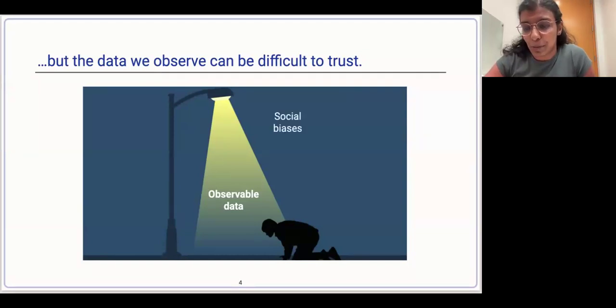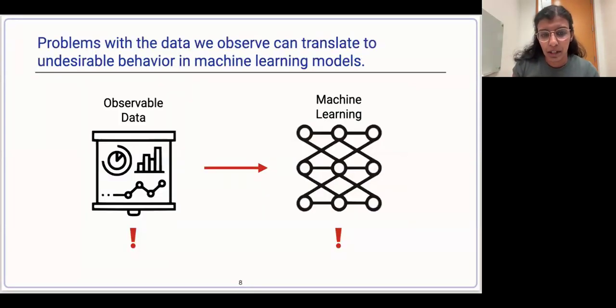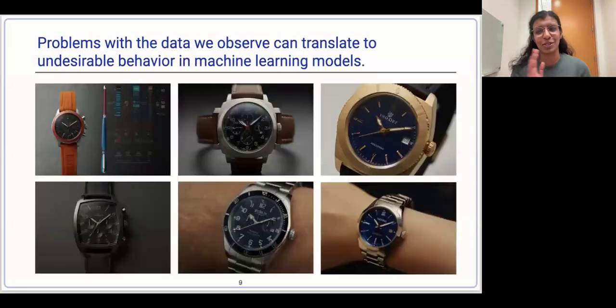These include things like social biases, historical practices, legal requirements, in addition to even things like storage constraints and, of course, privacy regulations. And these are just a few examples of many different factors that make translating the real world into data difficult. And so the primary motivation for my research is the fact that these hidden influences have consequences for machine learning models which are trained on those data sets. Often problems with the data we observe can translate to undesirable behavior in machine learning models. So I like to start with this light example.